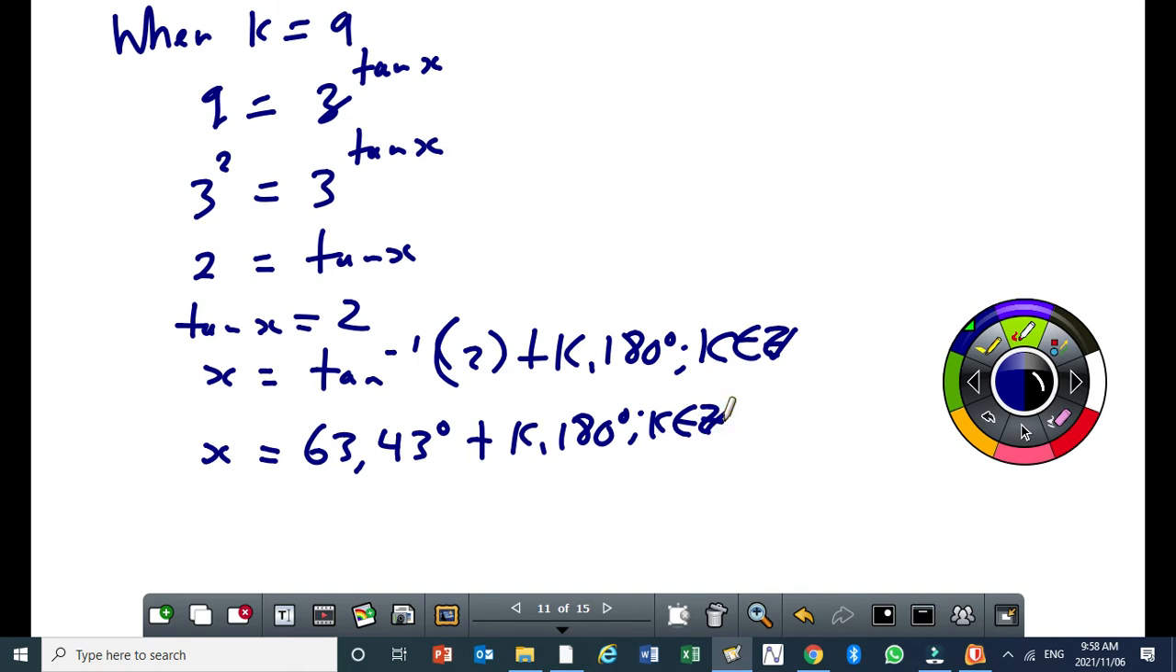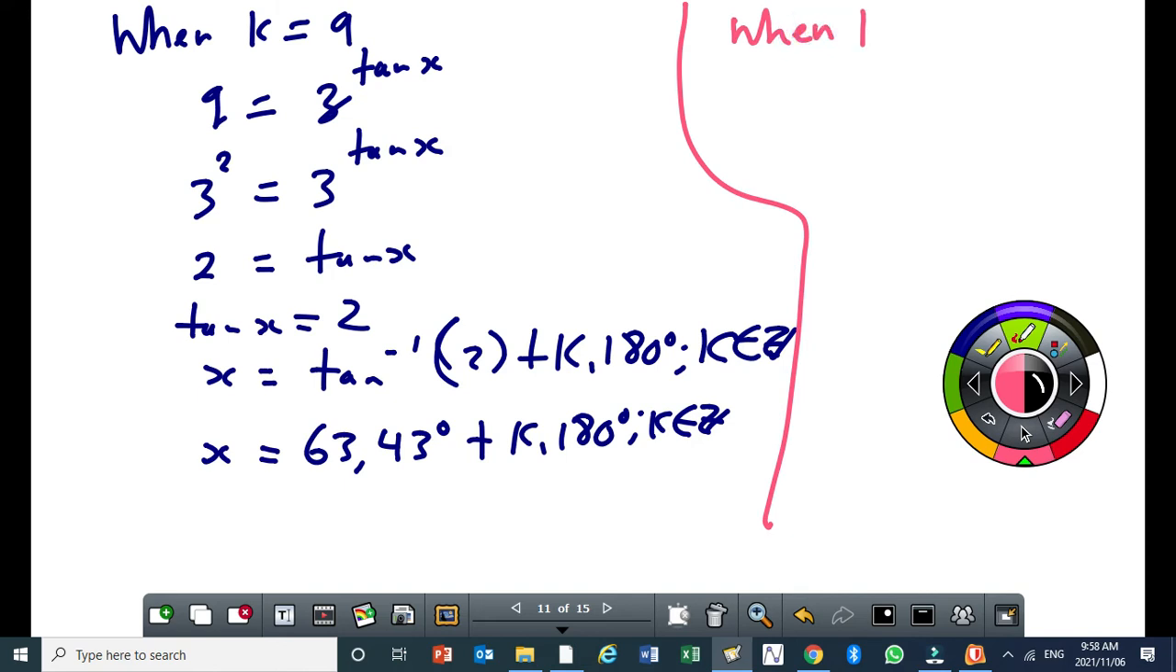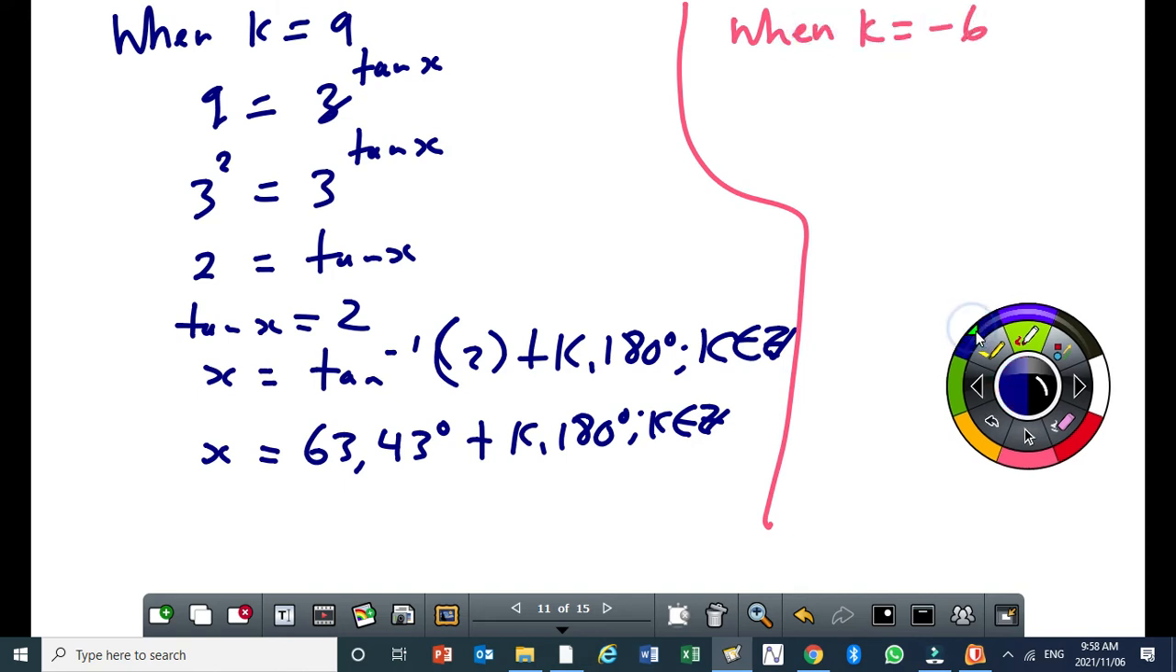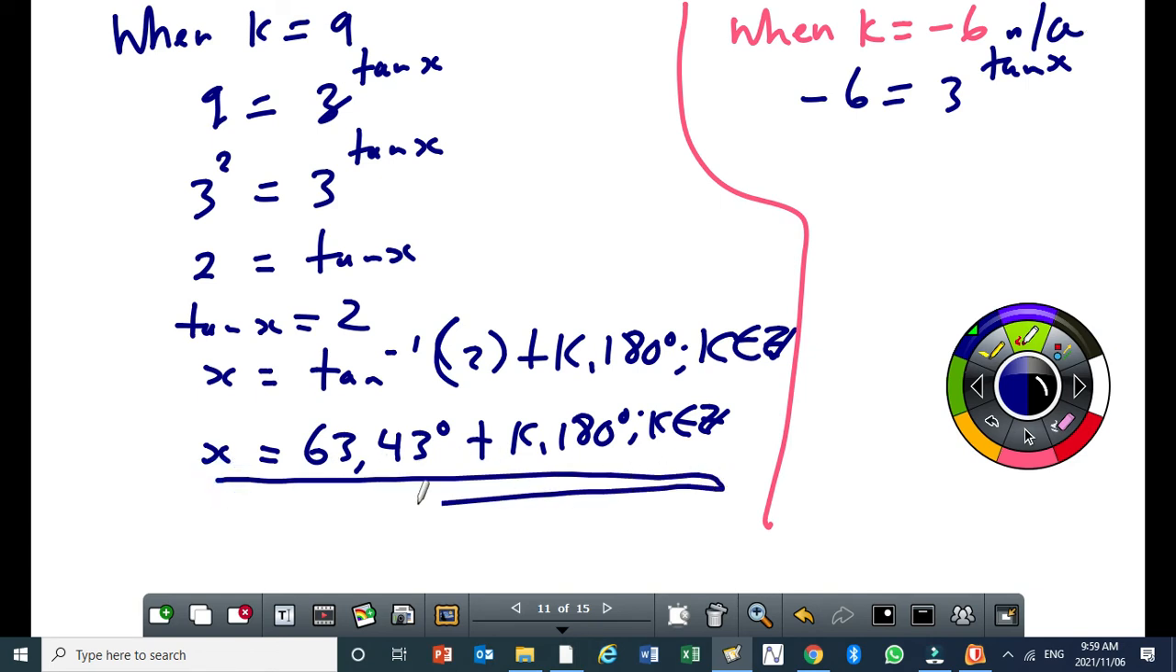So I'm not done. What about when k is minus 6? This gives me minus 6 is equal to 3 to the power of tan x. Can you convert minus 6 to a base of 3? No. So this means that k equal to minus 6 is not applicable. It's invalid, which means you only have one answer. That's your answer. Okay? You following?